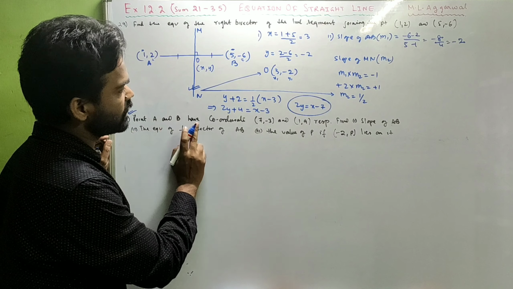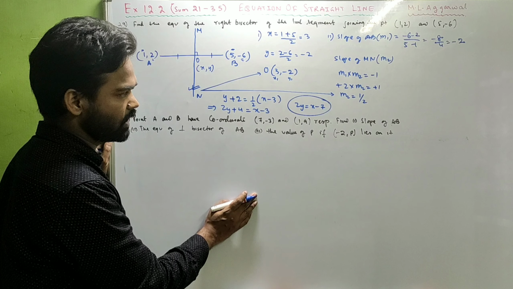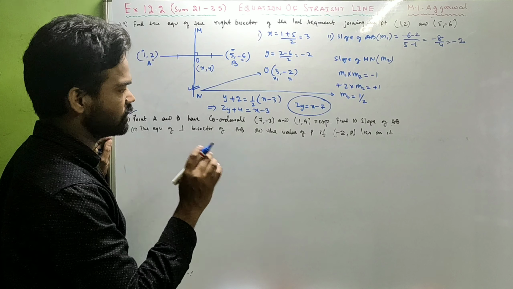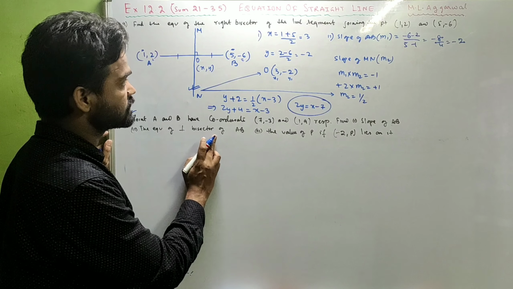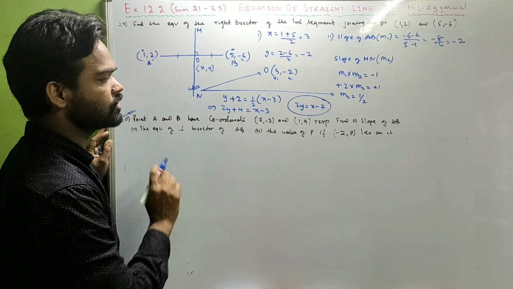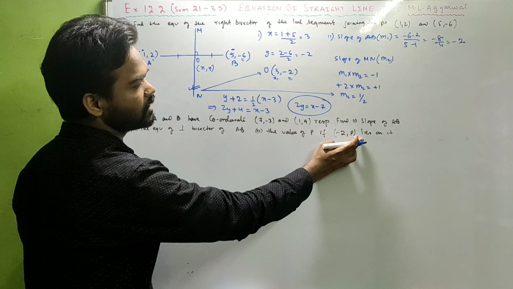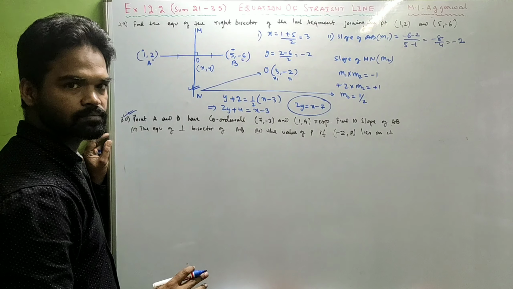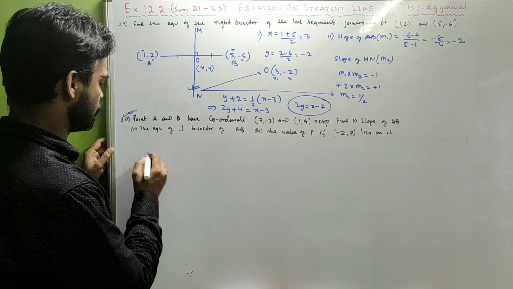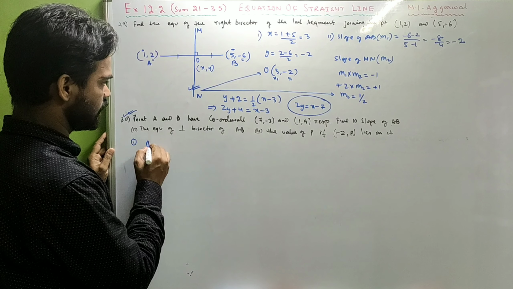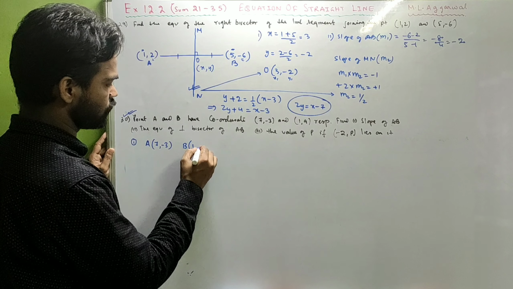Let us do sum number 30. Points A and B have coordinates (7, minus 3) and (1, 9) respectively. Find the slope of AB, the equation of the perpendicular bisector of AB, similar to this, and the value of P if (minus 2, P) lies on it. We'll get the equation, we'll put this and satisfy. Look up. First, A is what? (7, minus 3) and B is (1, 9).